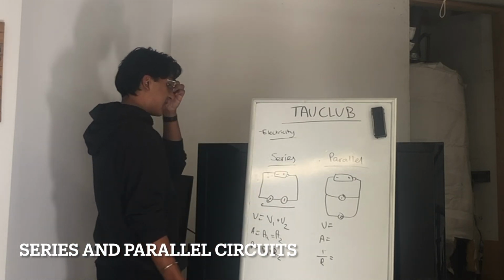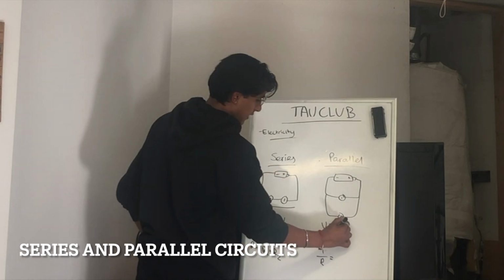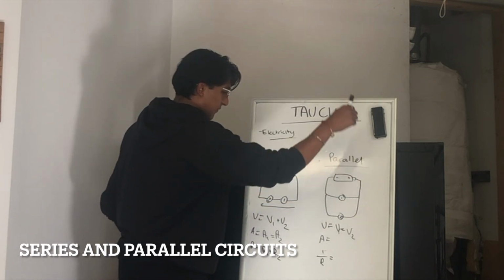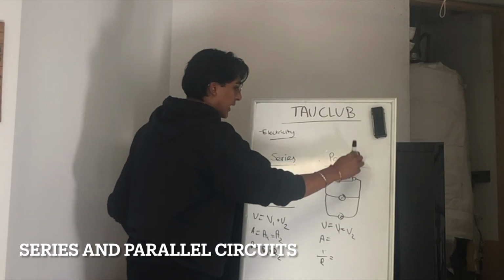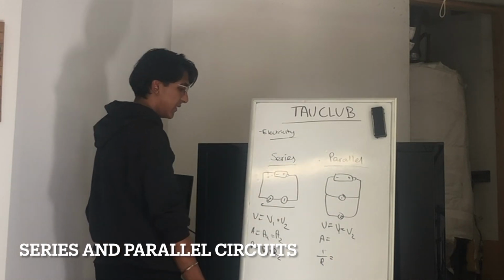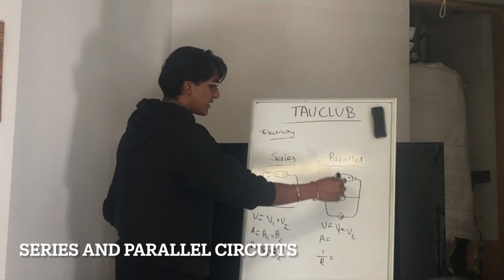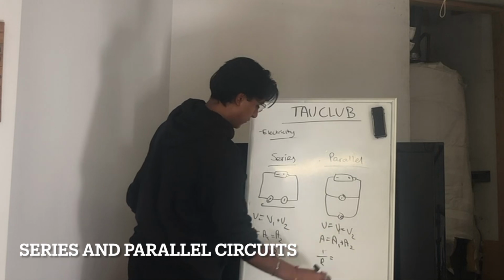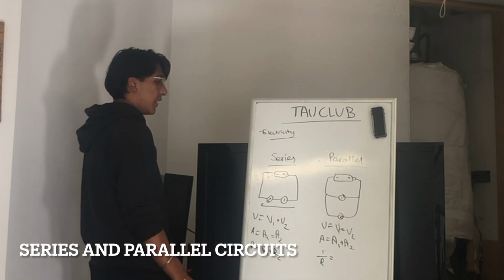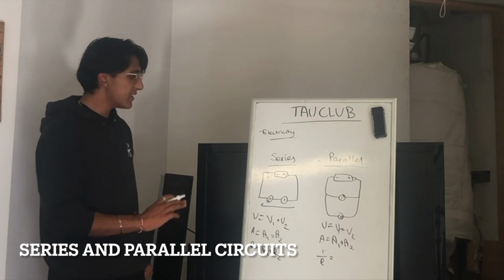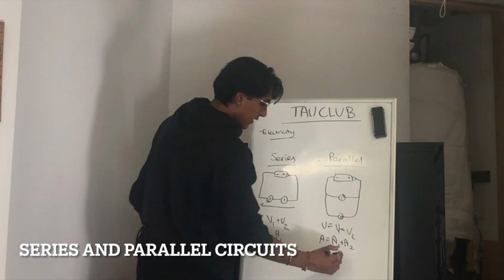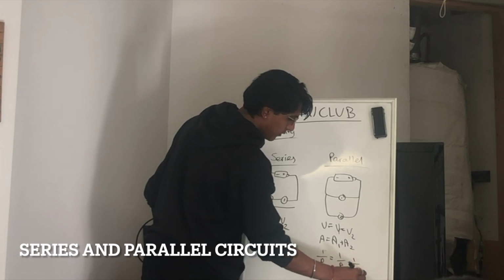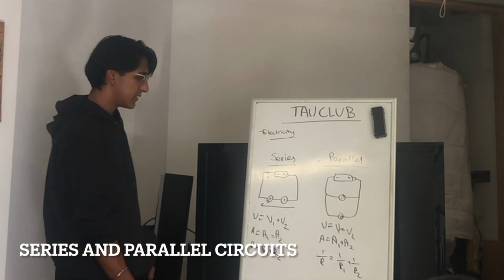Now if we come to parallel circuits, the voltage of 1 is equal to the voltage of 2 is equal to total voltage, because the power with which the electrons are coming is the same no matter where it is. However, the current gets divided up. So the current is equal to A1 plus A2. And the resistance is a little weird in this case: 1 over R1 plus 1 over R2 is equal to 1 over the total resistance.